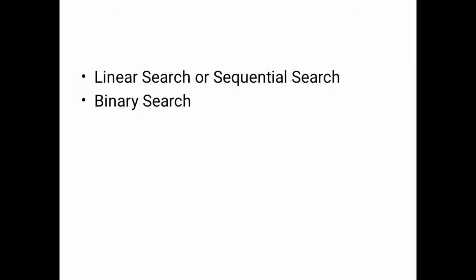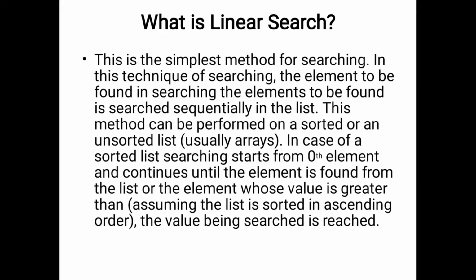How is the operation performed in linear search? Linear search is the simplest searching technique. This technique is used to find out whether an element is found sequentially in the list or not. This method can be performed on a sorted or unsorted list. A sorted list is one where the input is passed in ascending order; otherwise, the input can be in unsorted order also.